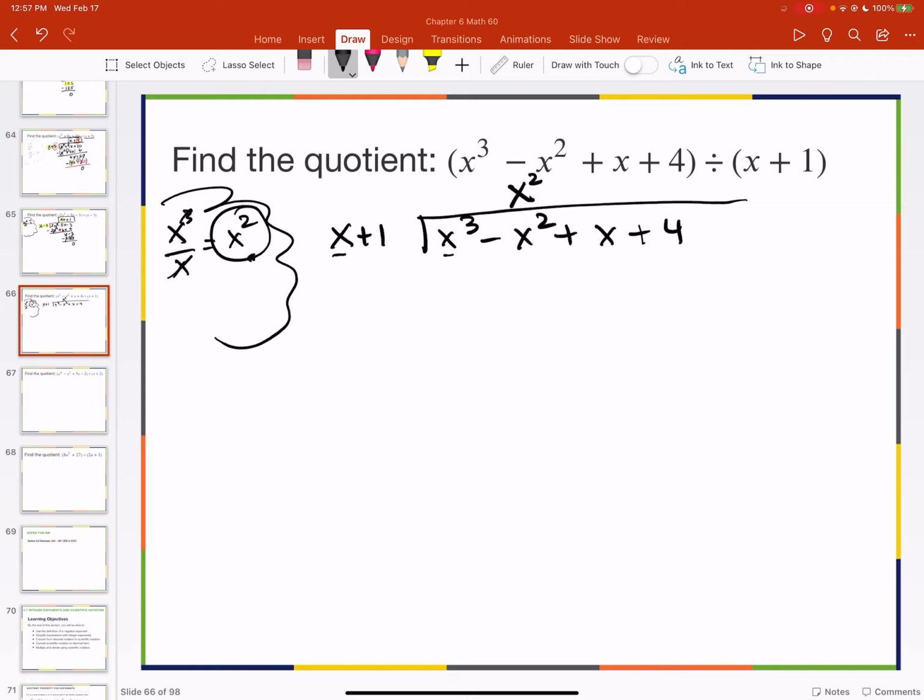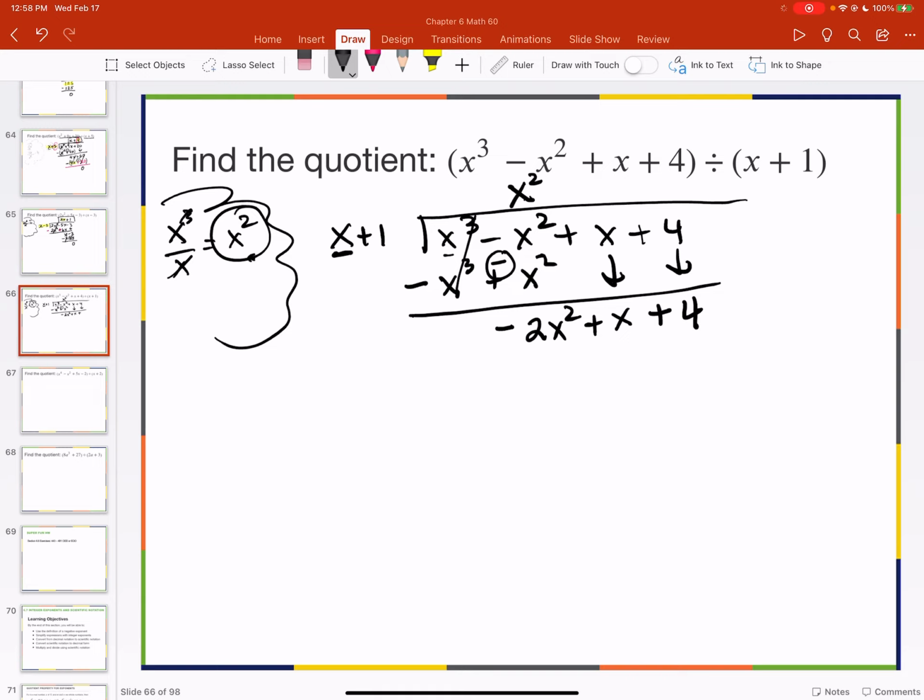I'm multiplying x squared times x plus 1. x squared times x gives me x cubed. x squared times 1 gives me a positive x squared. And now I'm going to subtract this. That's going to change this plus to a minus. So this will cancel, and then here I get negative x squared minus x squared becomes negative 2x squared, and I bring everything else down, plus x plus 4.